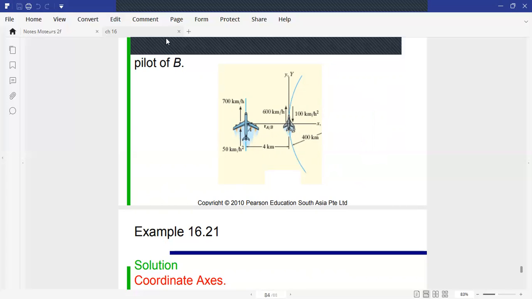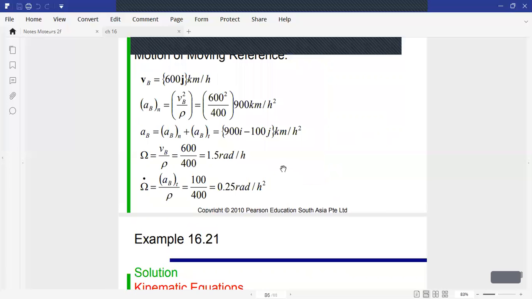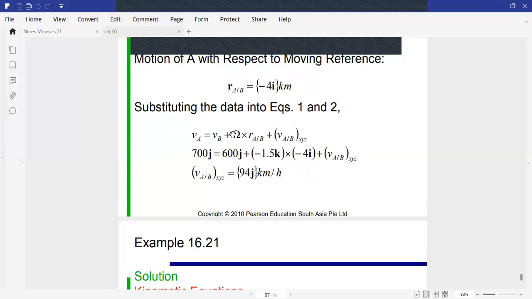Now if I go back to the calculation, we replaced omega by minus 1.5 K. Vectorial vector BA is minus 4I because it's along the horizontal and directed towards the left, plus the relative velocity. The only unknown in this equation is the relative velocity of A measured by B, so we can find it. This calculation will give us this relative velocity, and you will conclude that VA relative to B is different than VB relative to A.